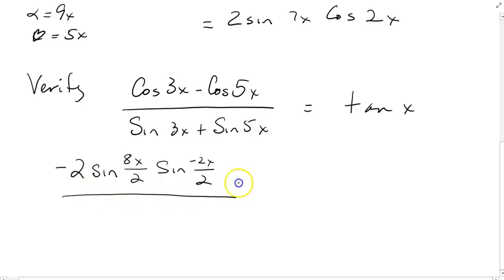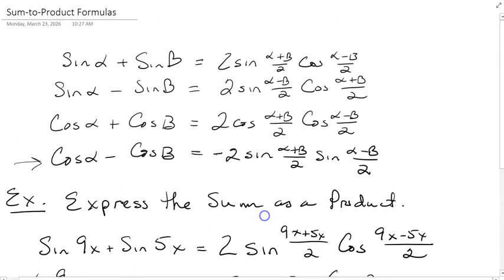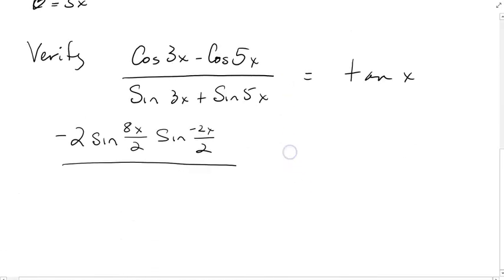Okay, but my denominator is sine plus sine. Well, that's the one we just worked on. It's sine added, cosine subtracted. So that's 2 sine of 8x over 2 cosine of negative 2x over 2.